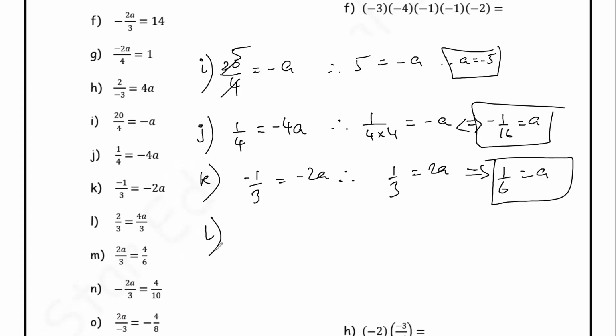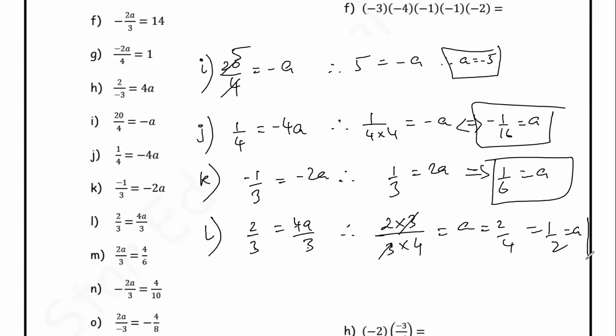L. 2 over 3 is equal to 4A over 3. I'm going to apply my trick, right? So 2 and 3 go next to each other. The 4 will come down to 3, and I got A on its own. So I brought the 4 down with 3 and 3 next to 2. And then 3 and 3 cancel and I got 2 over 4, and 2 over 4 is half. So A is half. Got it?